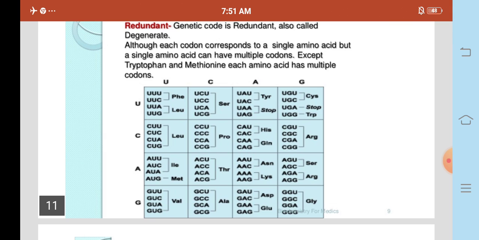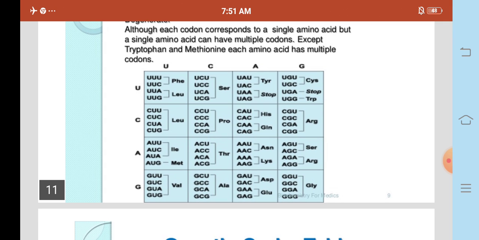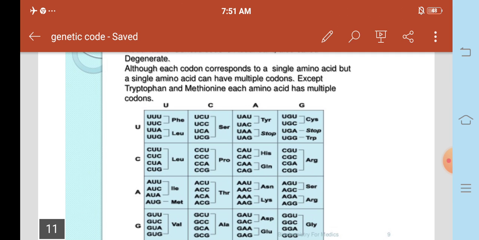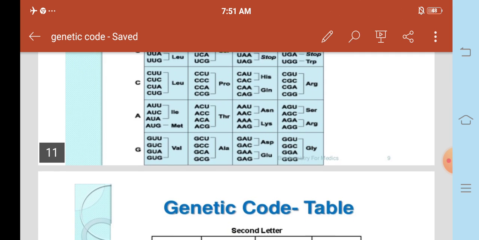U, C, A, G. Here, if we observe, UUU, UUC, UUA and UUG. The first 2 codons code for phenylalanine and the others for leucine. Next one is UCU, UCC, UCA and UCG. These codons code for amino acids.